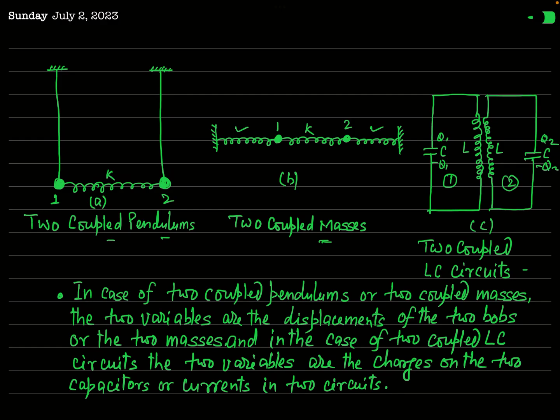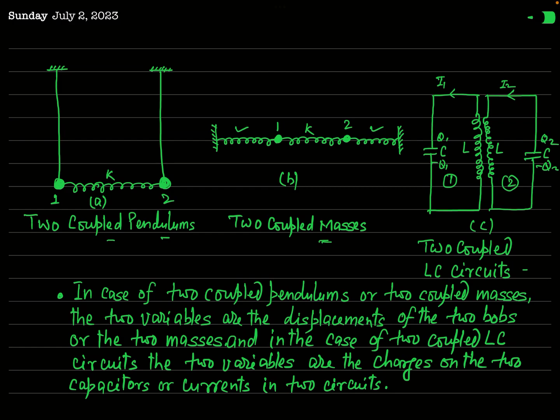Or we can also take the current flowing in these 2 circuits. Let us say that I1 is the current flowing in the first circuit and I2 is the current flowing in the second circuit. So instead of the charges on the capacitor, we can also take the electric current flowing through the inductors in these 2 circuits as variables in terms of which this oscillation can be dealt. So from these 3 examples, it is clear that when we talk about 2 coupled oscillators, the degree of freedom will be 2, because we will need 2 independent variables for dealing with the motion.